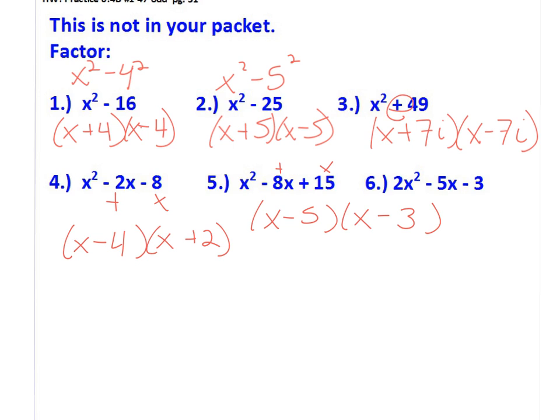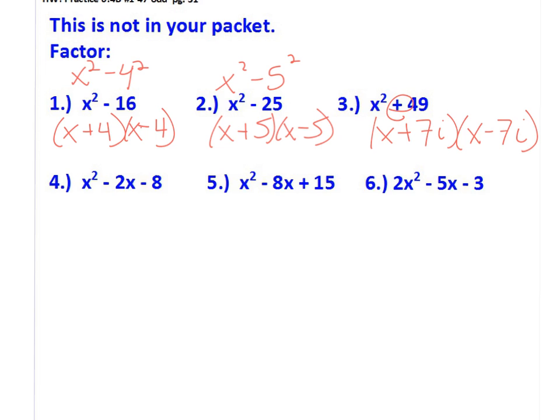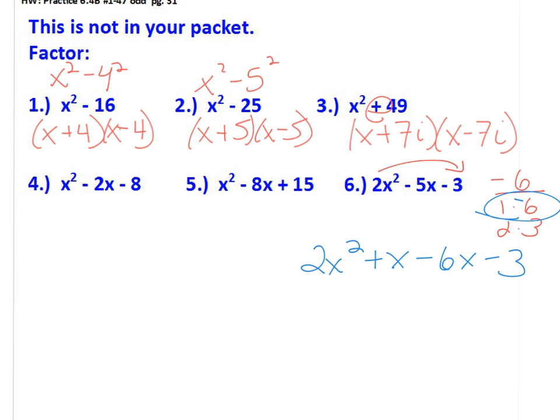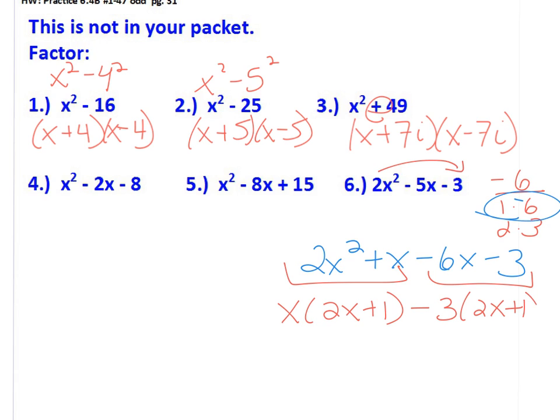Then lastly for 6, you can either do box method or split the middle. So 2 times negative 3 is negative 6. And we want to multiply to a negative and add to a negative. So we're going to use 1 and negative 6. So I'm going to split the middle. Factor the greatest common factor of each piece. Regroup it. And whether you use box method or split the middle, you should get x minus 3 times 2x plus 1.